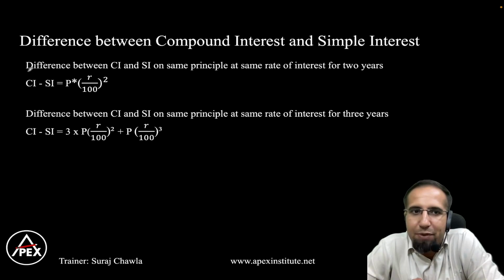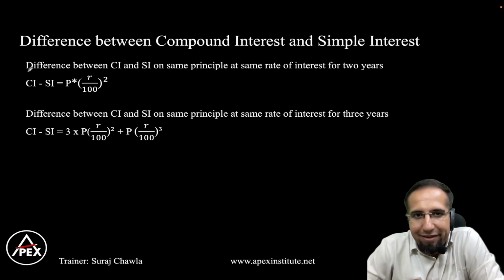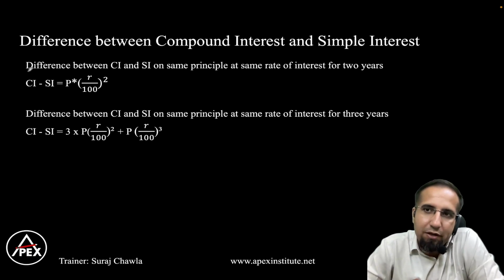Now, the two more formulas we need to keep in mind are the difference between SI and CI at the end of 2 years, that is P into R square by 100 square, and the difference between SI and CI after 3 years is 3 into PR square by 100 square plus PR cube by 100 cube.